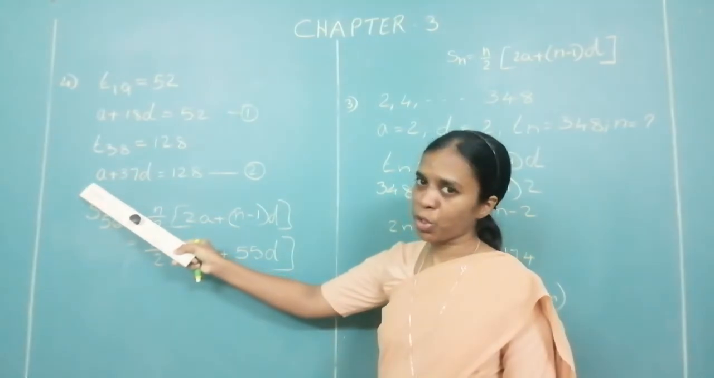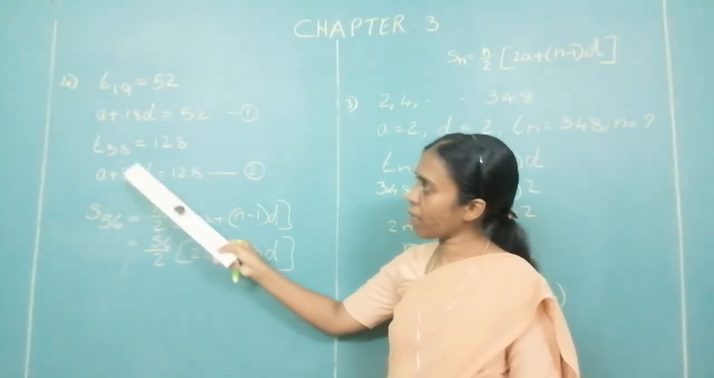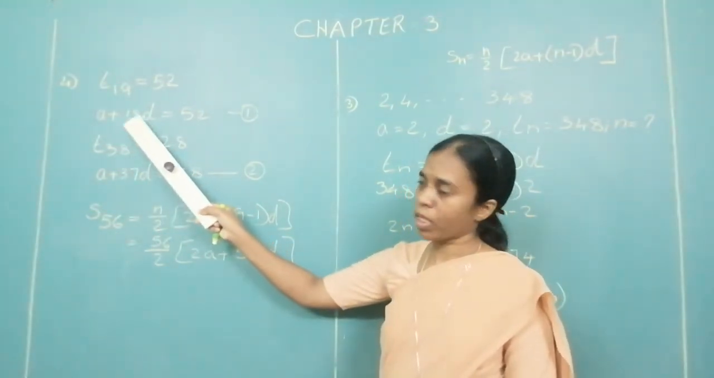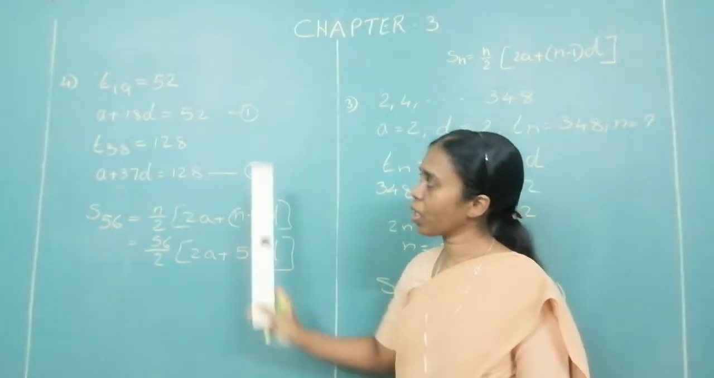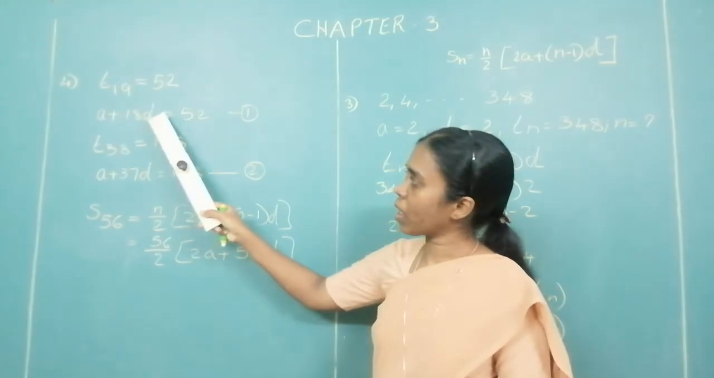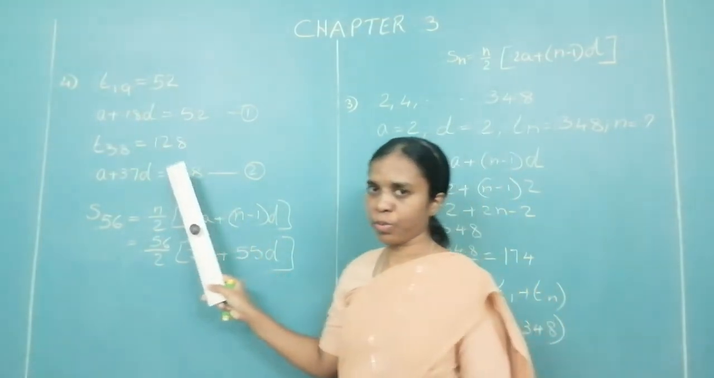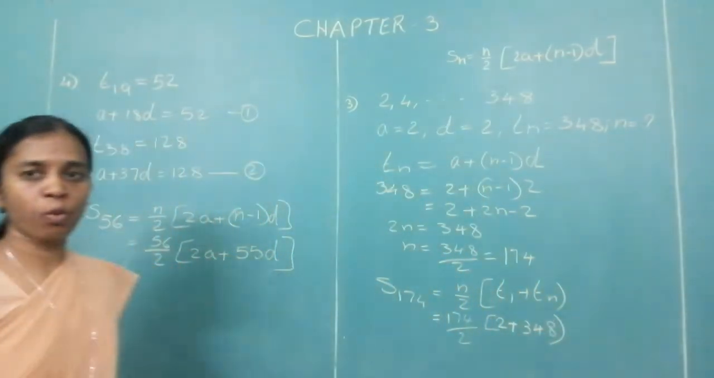A and a gives you 2a. 37 plus 18 gives you 55d. Okay. So, if you add equation 1 and 2.